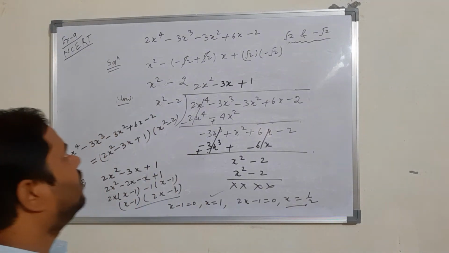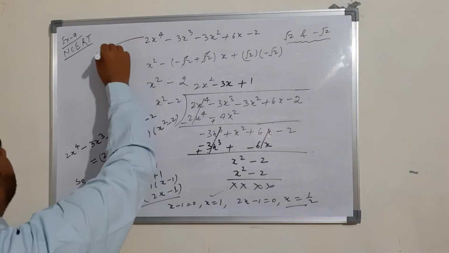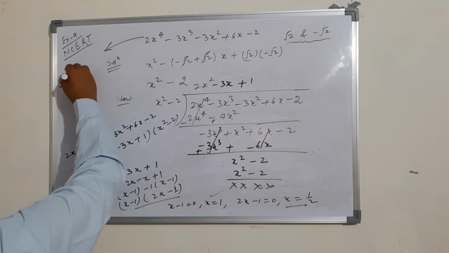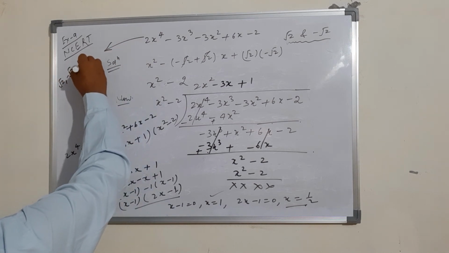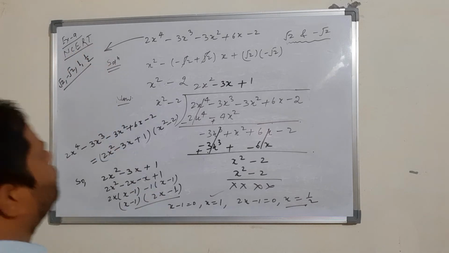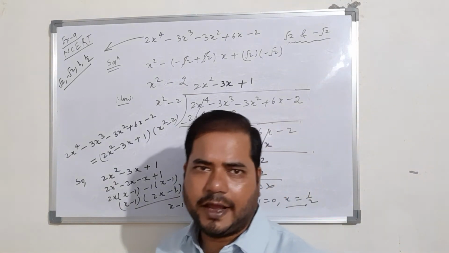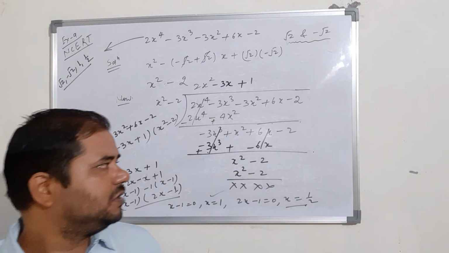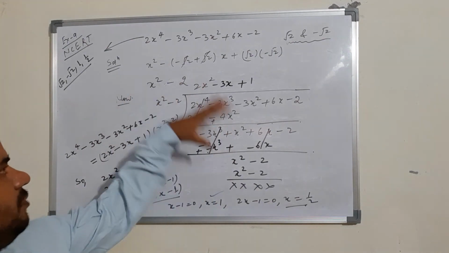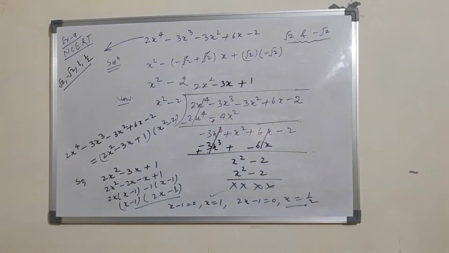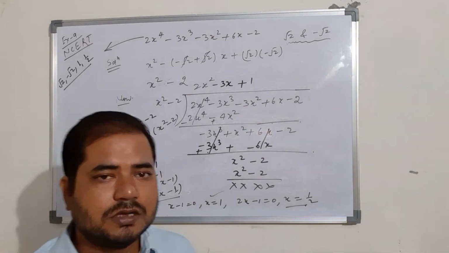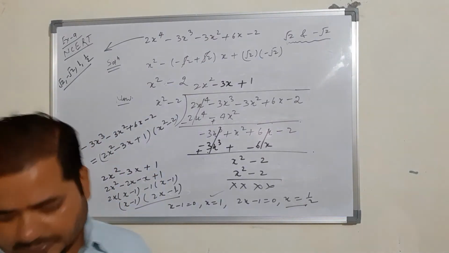So all the zeros of this polynomial are root 2, minus root 2, 1 and 1 by 2. In this manner we have to solve this question. Now let us see another question, but before that you have to understand whatever things are there. I hope you understand. So let us discuss the next question.